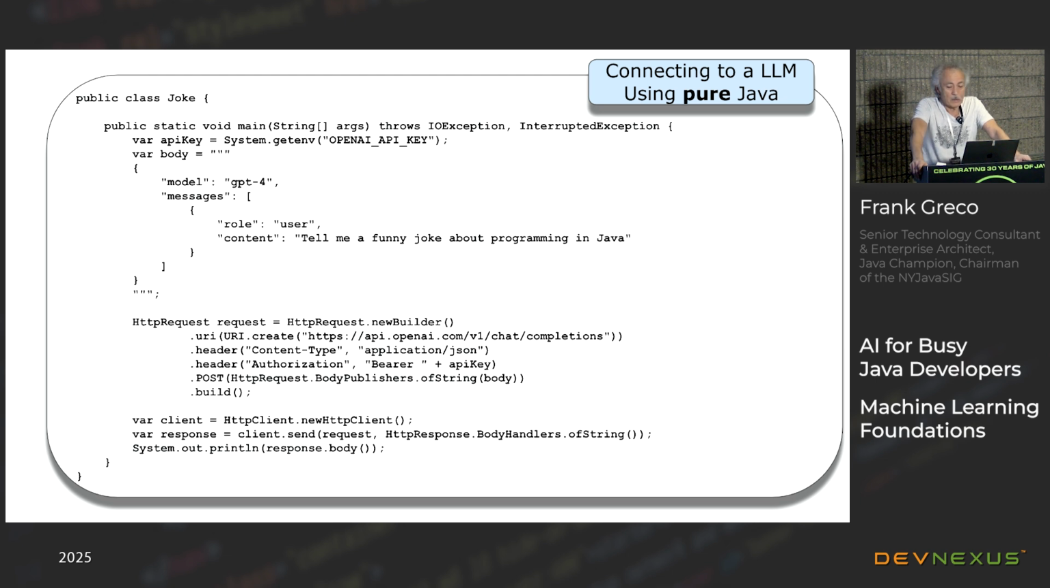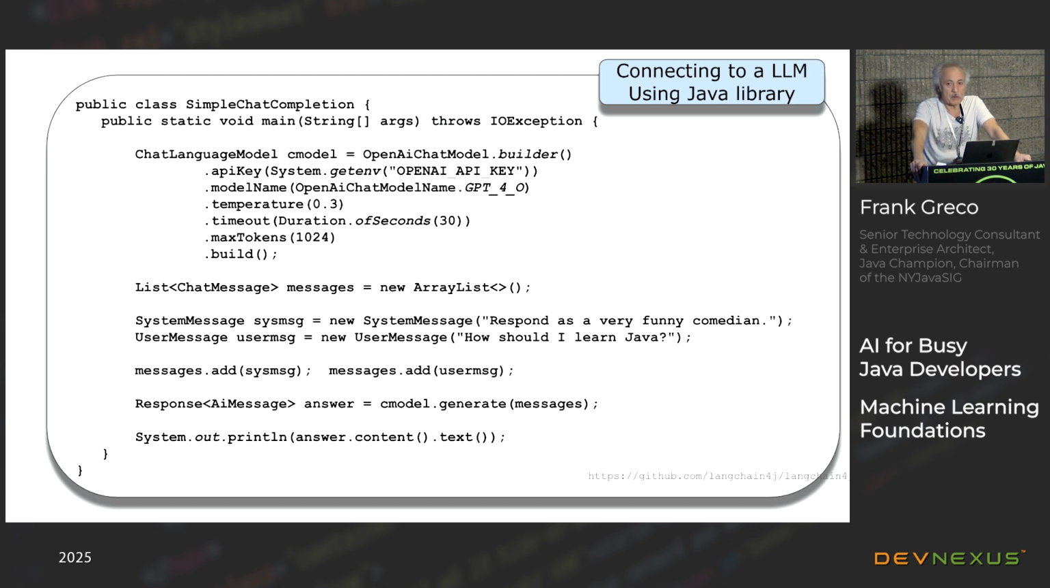It might be a little difficult to read in the back, but this is a one-page Java program without any library. You can copy-paste this into a file and run java with the name of this joke.java, and you're connecting, as long as you have an API key, of course, and we all know when you have a REST API, you need an API key. It'll tell you a joke about Java. Less than a page of code.